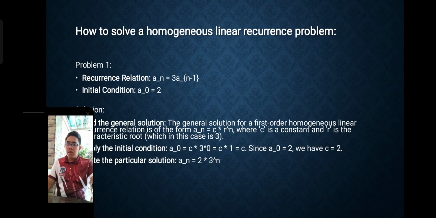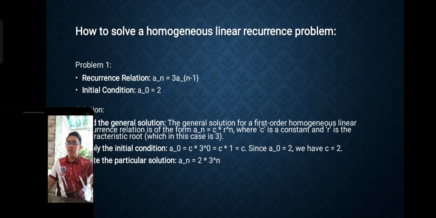The form for that is a sub n equals c times r to the power of n, where c is a constant and r is the characteristic root, which for this case is the number 3. Then the second step is you apply the initial condition: a sub 0 equals c times 3 to the power of 0, which equals c times 1, which equals c. Since a sub 0 equals 2, we have c equals 2.